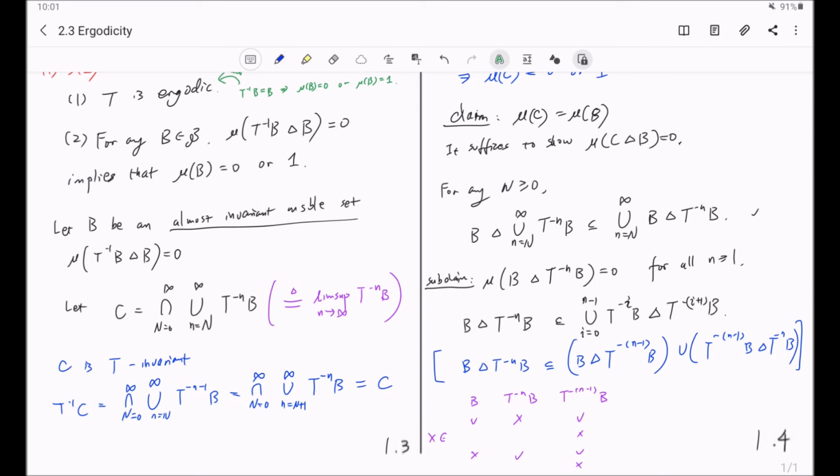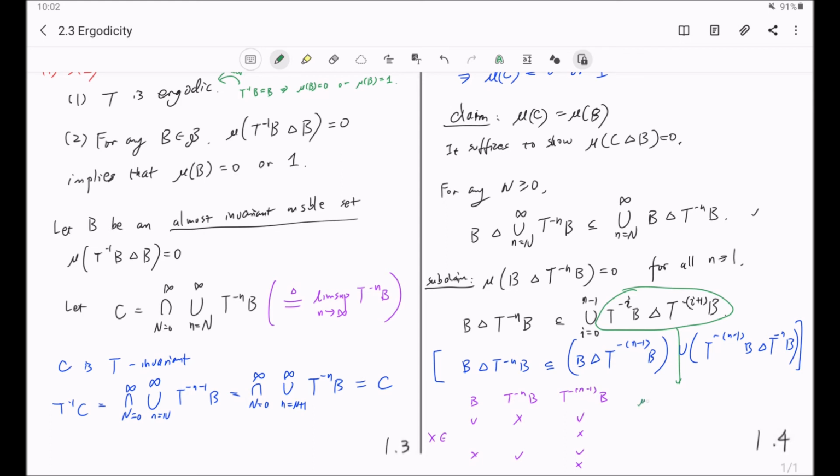Okay, so what does this containment tell you? Remember that we want to prove this subclaim that the measure of this set is 0. Now we put this inside a union of some sets, and you might be able to observe that each member in this union has measure 0 due to our assumption. So this part has measure 0.